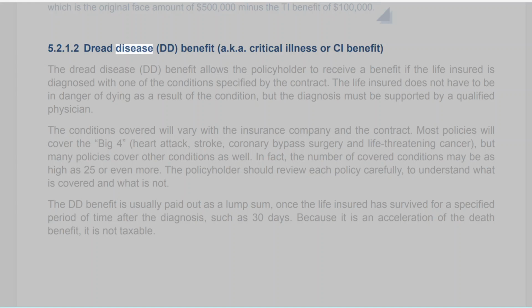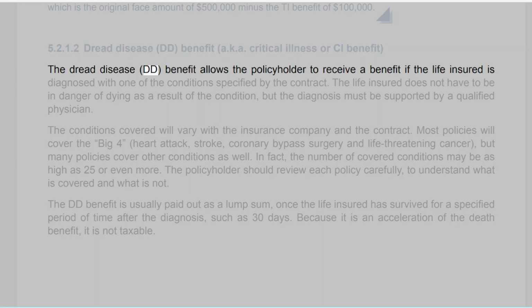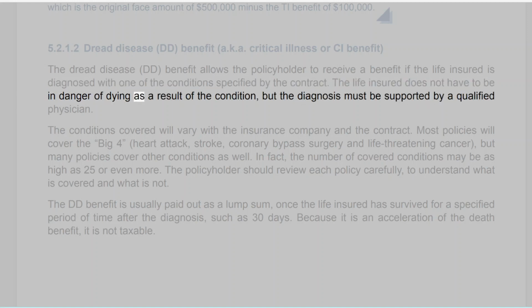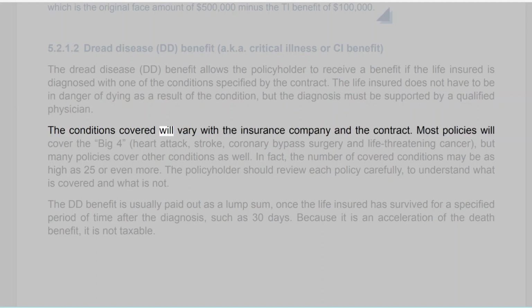5.2.1.2 Dread disease, DD, benefit, aka critical illness or CI benefit. The dread disease, DD, benefit allows the policyholder to receive a benefit if the life insured is diagnosed with one of the conditions specified by the contract. The life insured does not have to be in danger of dying as a result of the condition, but the diagnosis must be supported by a qualified physician. The conditions covered will vary with the insurance company and the contract.